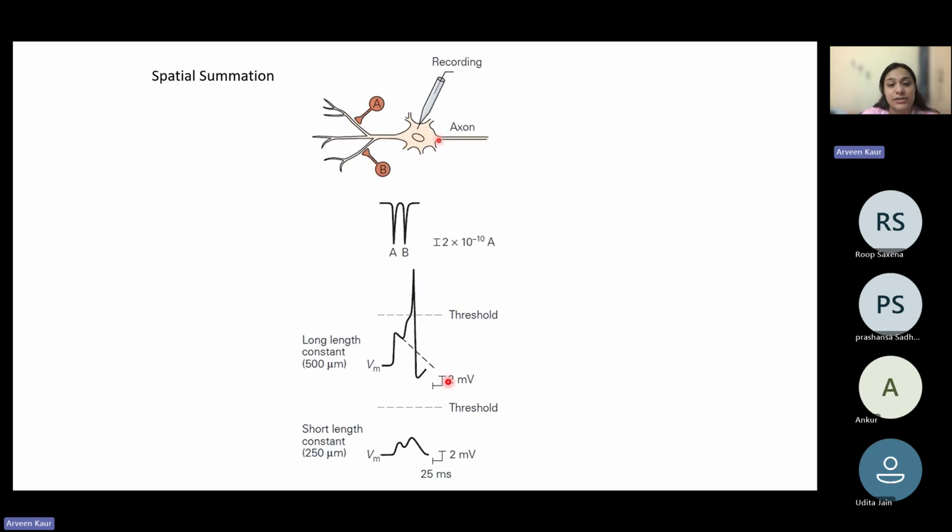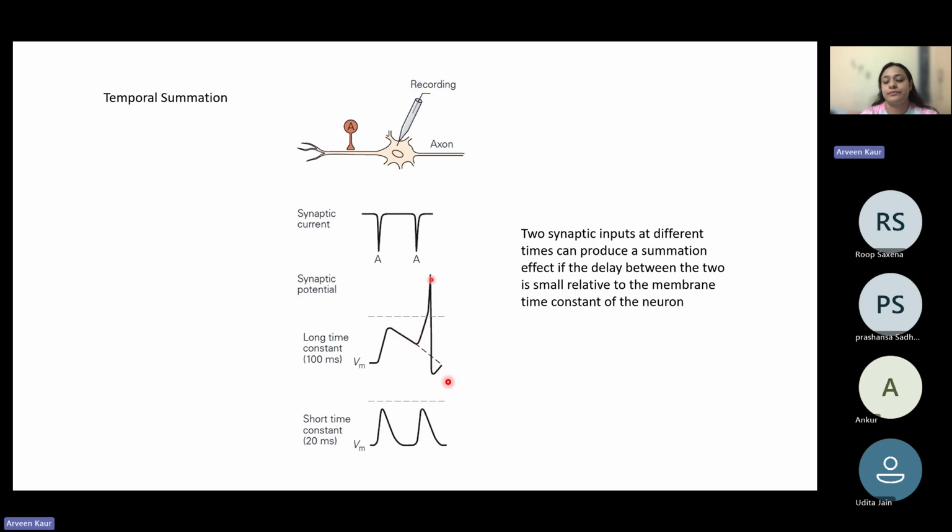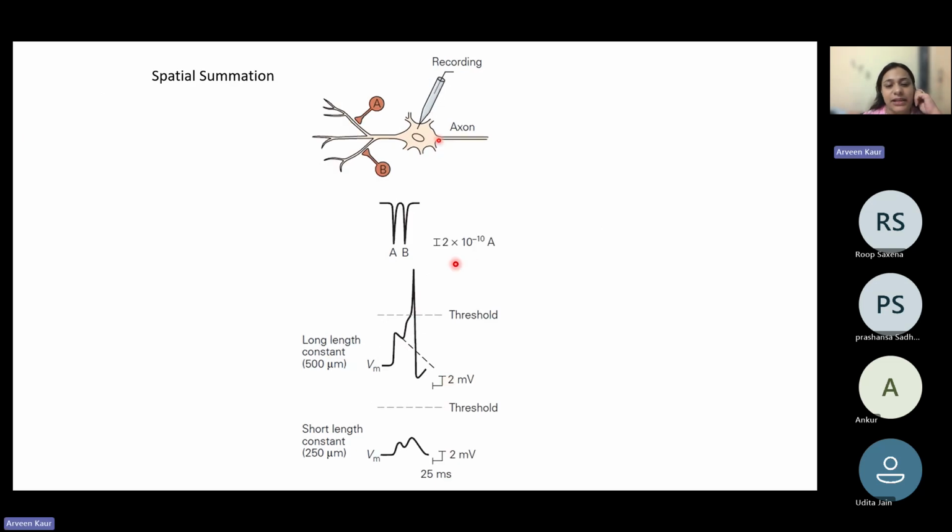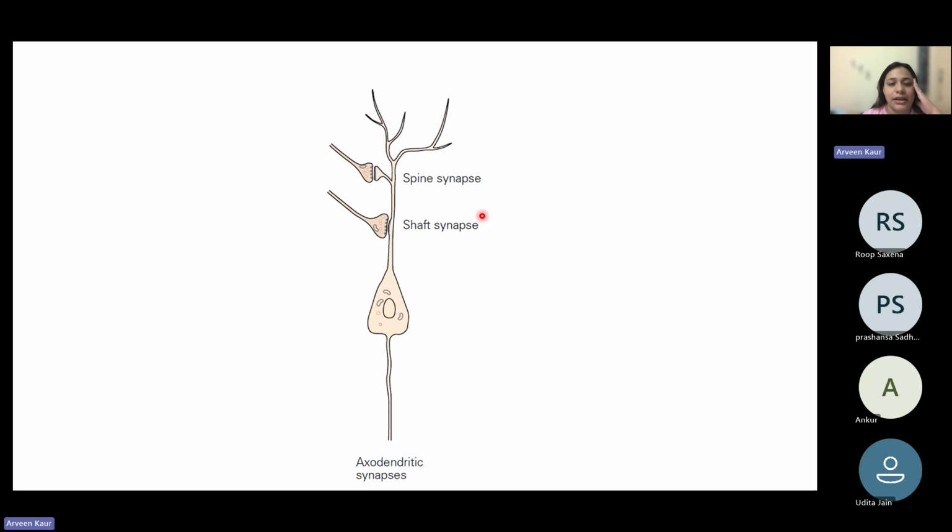Then there could be spatial summation also, right? So this is with respect to space. When there is a long length constant, then it might happen. In case of a shorter length constant, it is difficult to happen, right?